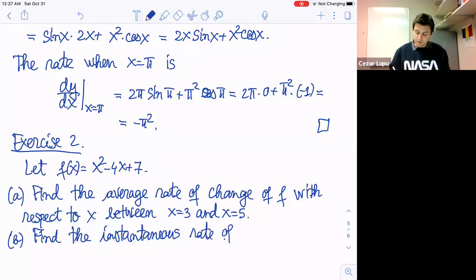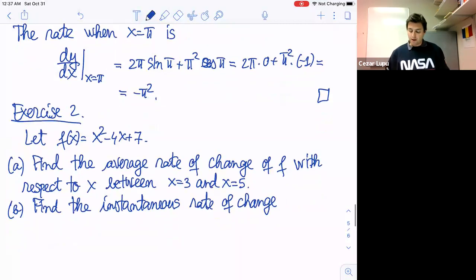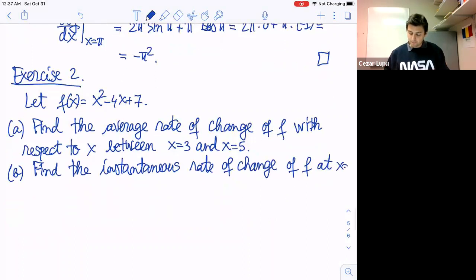Instantaneous rate of change of f at x equals 3. Right? So let's look for the keywords here. Look at the first one. So it's about the average rate of change. And here is the instantaneous rate of change.